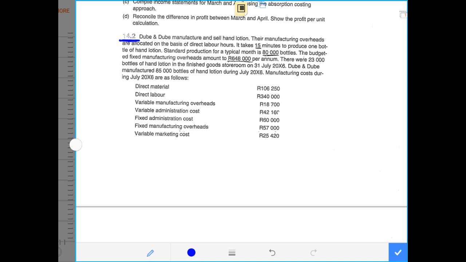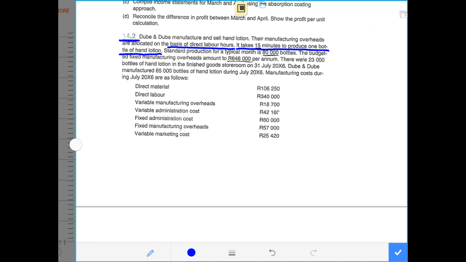It says Dube and Dube manufacture and sell hand lotion. Their manufacturing overheads are allocated on the basis of direct labor hours. So take note of that. We allocate our manufacturing overheads using the base of direct labor hours. And they say it takes 15 minutes to produce one bottle of hand lotion.